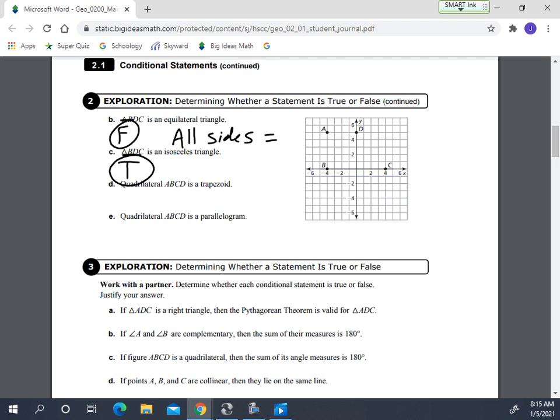Two sides equal, and it is BD and DC. Quadrilateral ABCD. So now we're talking all these points. This quadrilateral here is a trapezoid. What's the definition of a trapezoid? It has a set of parallel sides, right? We know that this side and this side are parallel. So they're both horizontal, so that's true.